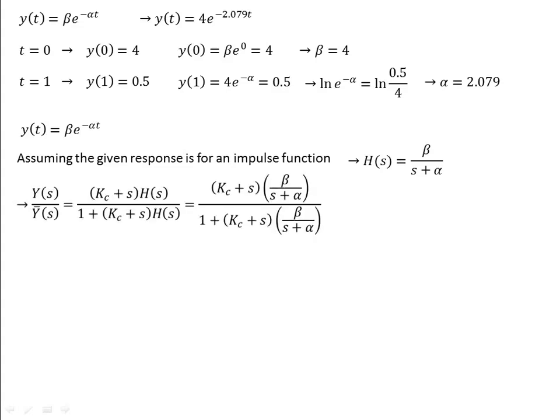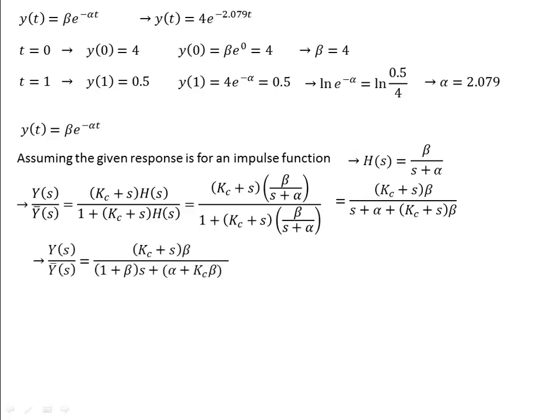If you look at the closed loop transfer function, we find the equivalent transfer function of the closed loop system: (Kc plus s) multiplied by H(s) over 1 plus (Kc plus s) multiplied by H(s). If we substitute H(s) in this relation, we get (Kc plus s) multiplied by beta over s plus alpha, over 1 plus (Kc plus s) multiplied by beta over s plus alpha. If we do the multiplication and simplify the denominator, the transfer function will be in the form of (Kc plus s) multiplied by beta over (1 plus beta) s plus alpha plus Kc beta.